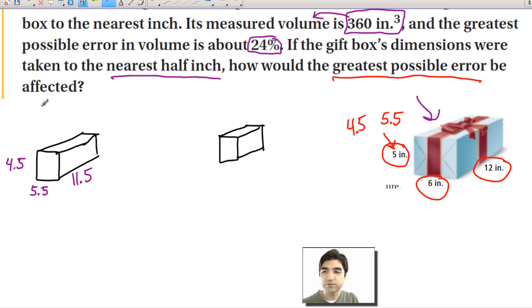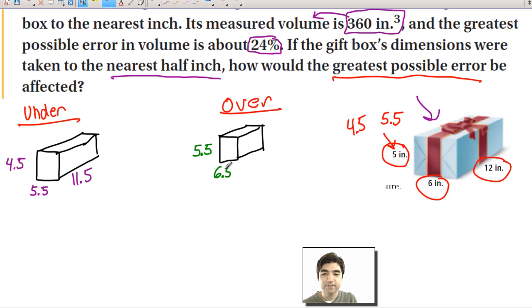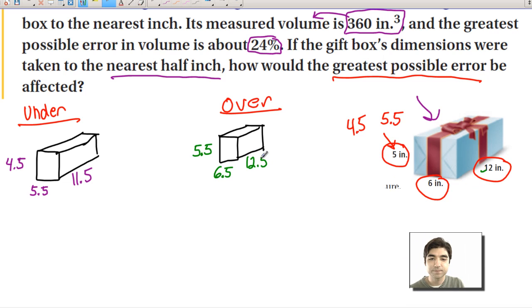So over here I drew two diagrams, and we have under, and then this one's going to be over. So on the left here, we're going to do what would happen to the volume if we underestimated by half an inch. Over here, we're going to do what would happen to the dimensions if we overestimated. So let me do the overestimation in green. If the original is 5, then that means that it could have been 5.5. And if the width was 6, it could have been 6.5. And the original was 12, so it could be 12.5.